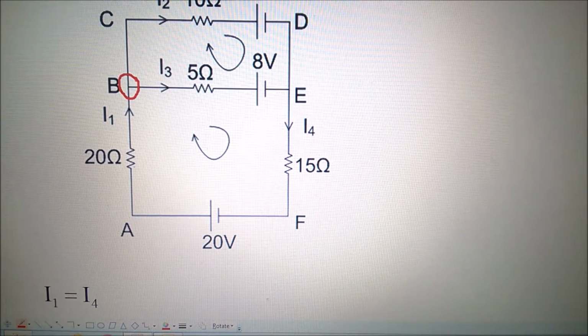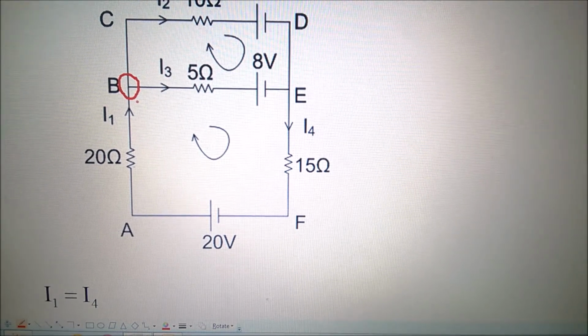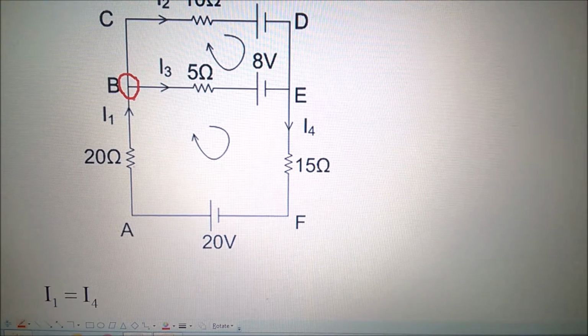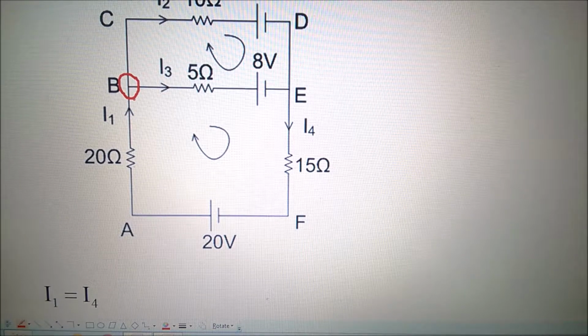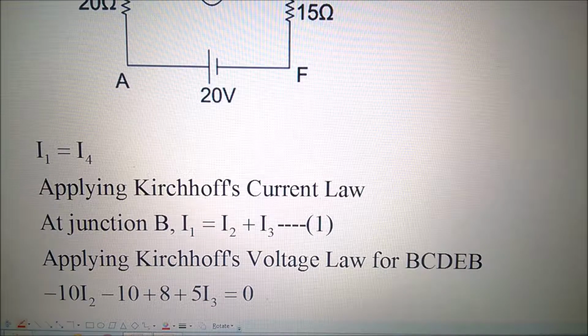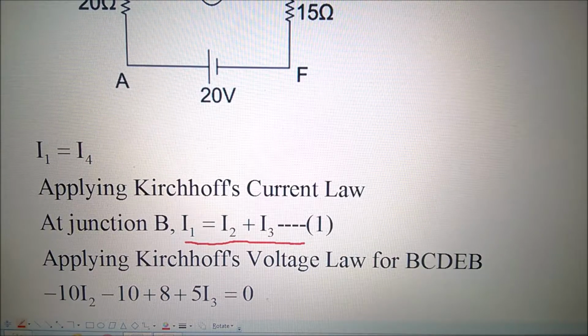In that circuit, I1 is an incoming current to the junction B, and I2 and I3 are the outgoing currents from the junction B. If I take incoming as positive, then I2 and I3 have to be negative. Therefore, according to Kirchhoff's current law, I1 minus I2 minus I3 will be equal to 0. And that I am showing here. You can see, this is equation number 1.